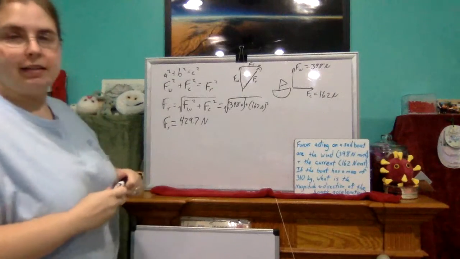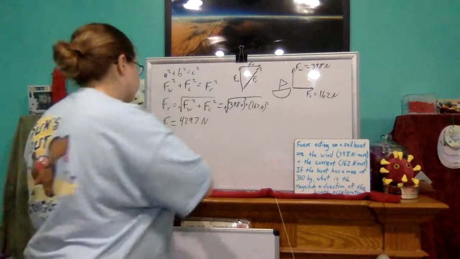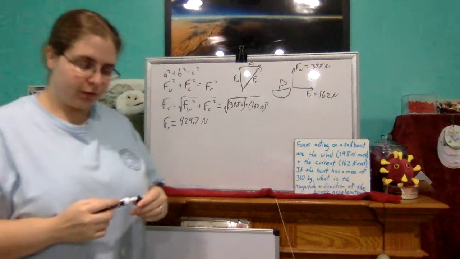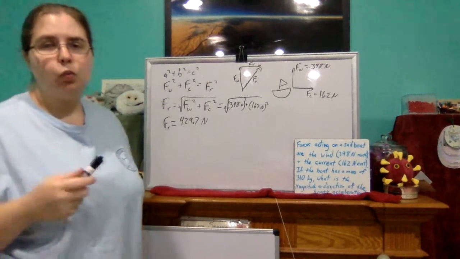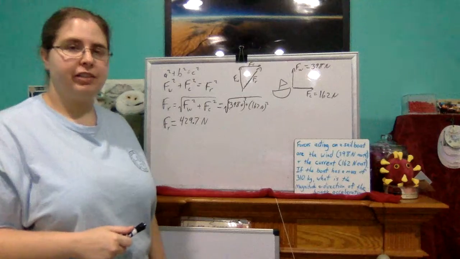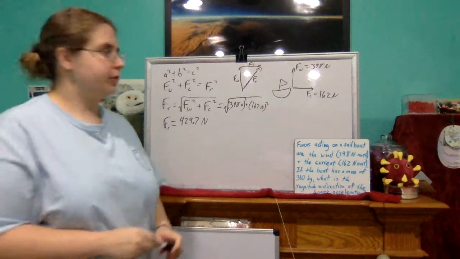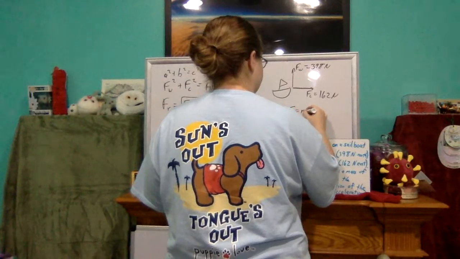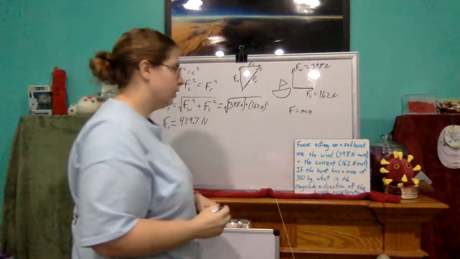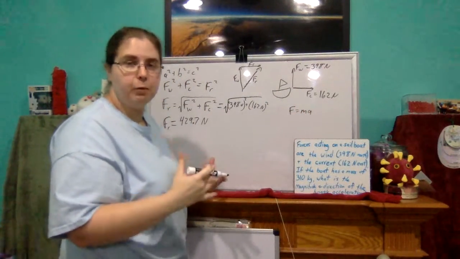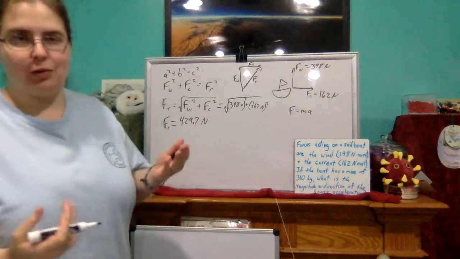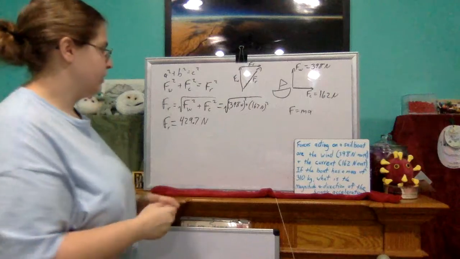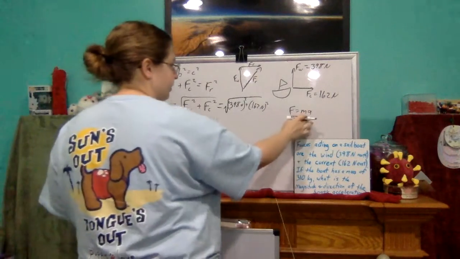All right, so that is our resultant force. But it didn't ask us for a resultant force. It asked us for the acceleration. However, we cannot find the acceleration until we know the resultant force. We know force equals mass times acceleration. We need to know that net force. The net force is our resultant. So now that we know our net force, we can plug that into this equation.